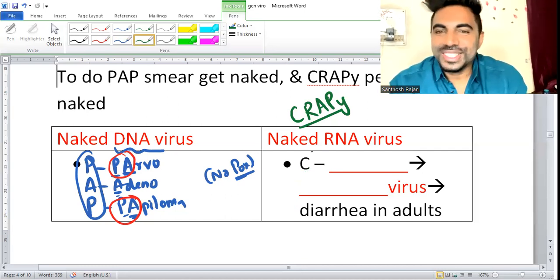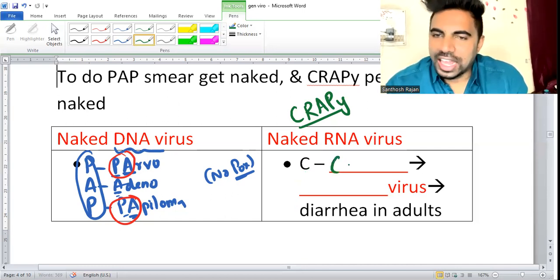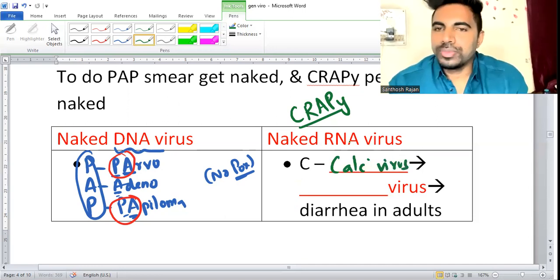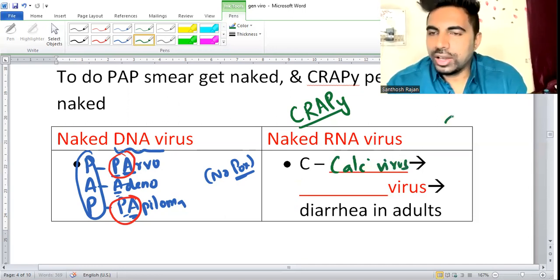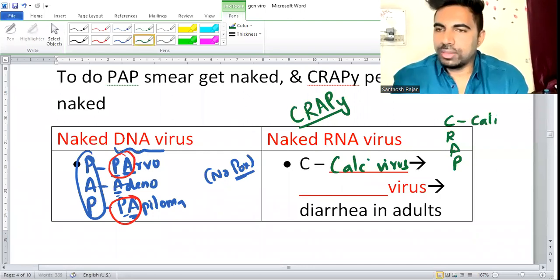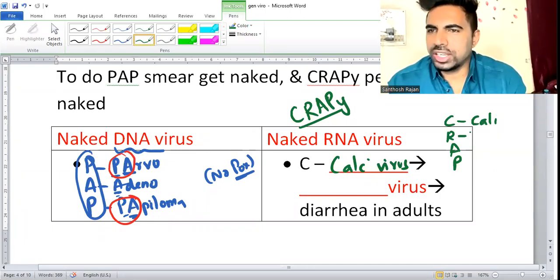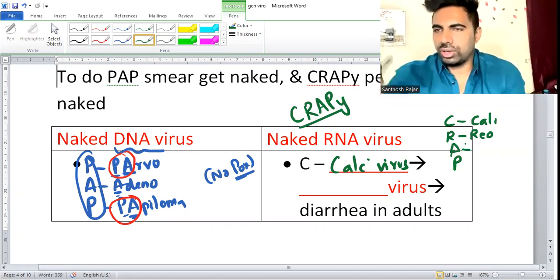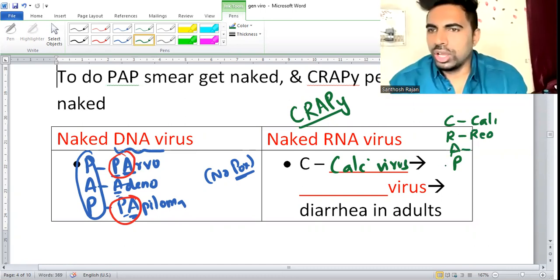So what does C stand for? C stands for calci, Calicivirus. Remember, my way of remembering is crappy people. C for Kali, the bodybuilder, always naked. Reo is for Reo birds, which are naked because they want to swim in the water. The Reo birds sing and swim around the water. So, Reo.